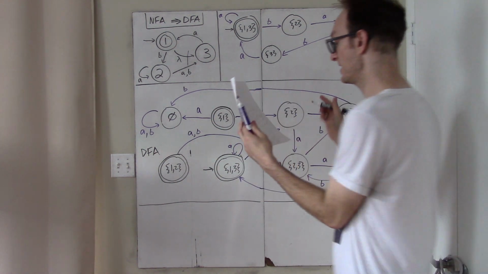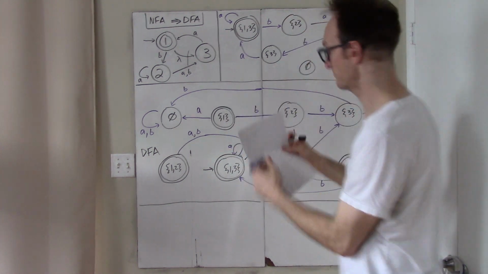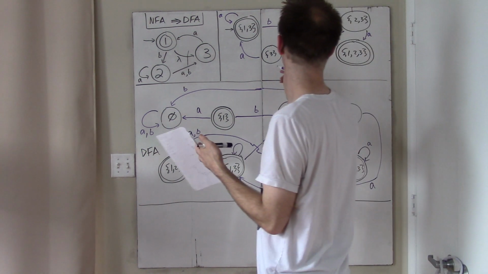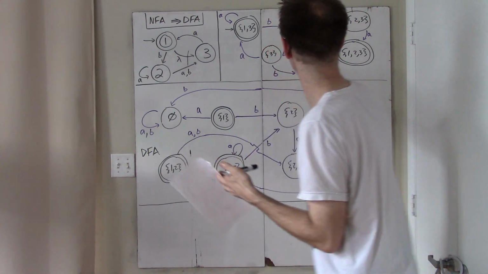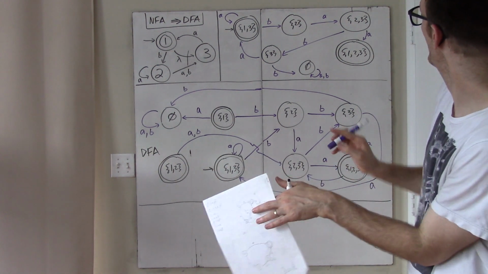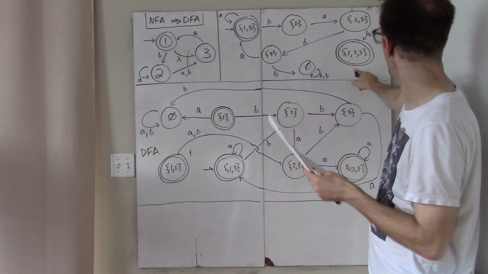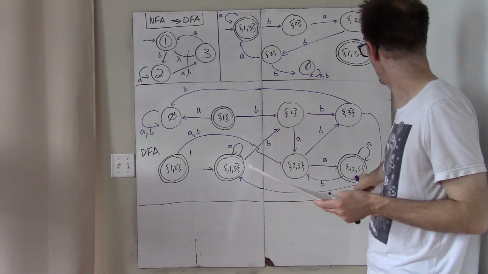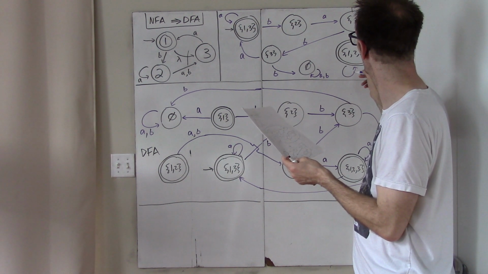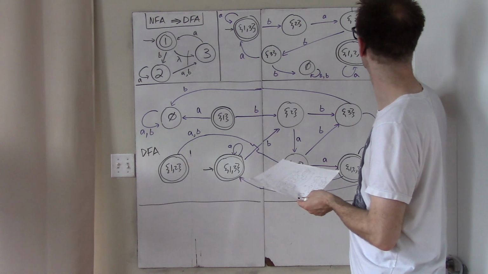Therefore, I do need to create an empty set state, and from state 3, if I read a B, I'm supposed to go to that empty set state. In the empty set state, of course, I just stay there, and I think the only thing left is to deal with this 1, 2, 3. If I'm in 1, 2, 3, and I read an A, then I'm supposed to stay there. And if I read a B, I am supposed to go to state 2, 3.